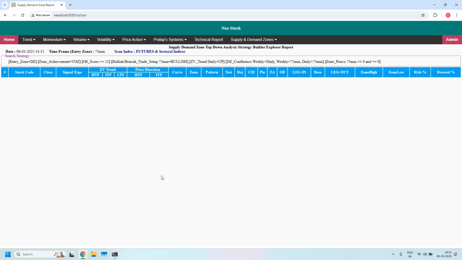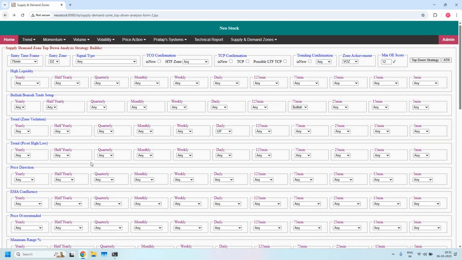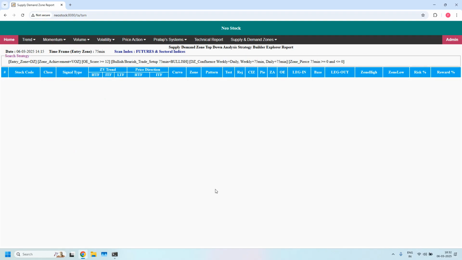I think something happened here. Zone violation trend up. This filter is not required. Maybe that is the reason why we made a mistake here. Let me remove this filter also. Now let us check. Even then, we don't have any stocks.